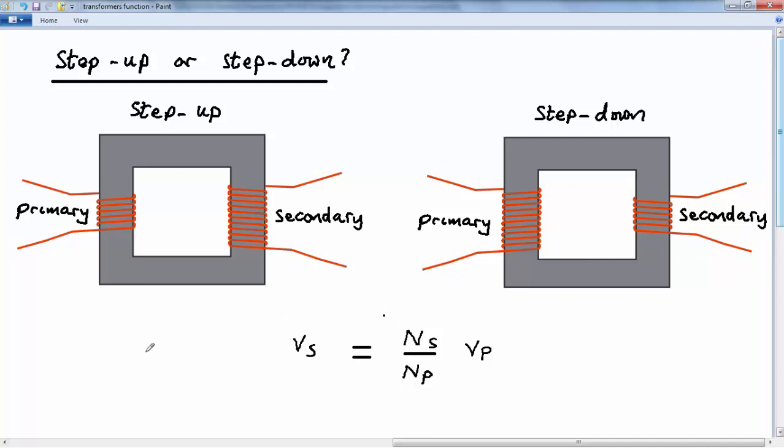Now, the use of step up and step down transformers is incredibly important in the whole area of the transfer of electrical energy from power stations to your home. So we're going to look at this whole area of the use of transformers in the following lesson.